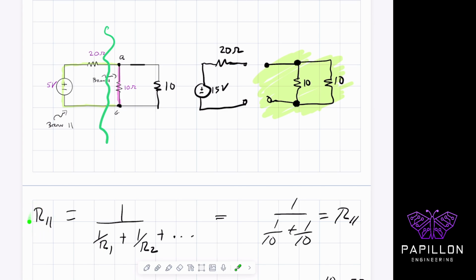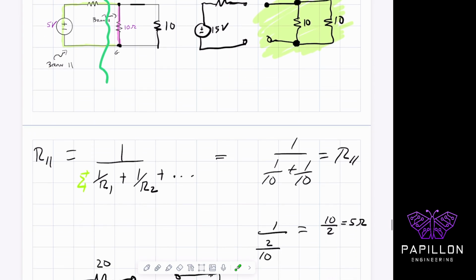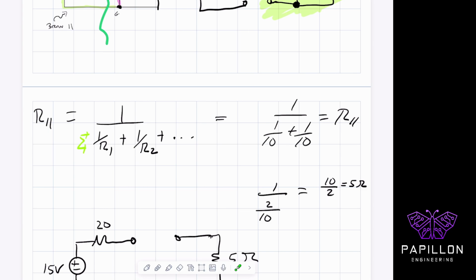To simplify a parallel combination to one resistor, you use the equation: 1 over R equals 1 over R1 plus 1 over R2 plus 1 over R3, and so on, summing as many resistors as you have. Then you're left with something equivalent to the parallel piece. So for the 10 and the 10, I'll have 1 over 10 plus 1 over 10. That's a mouthful. That simplifies to 2 over 10. And I flip that, leaving 10 over 2, which equals 5 ohms.